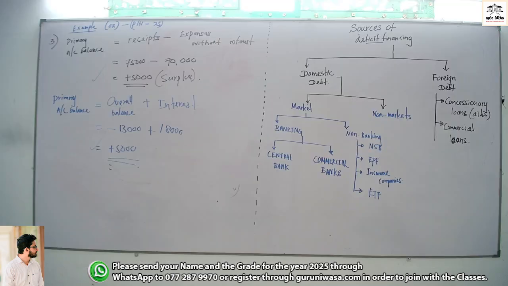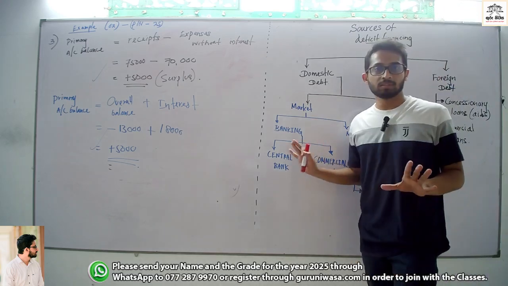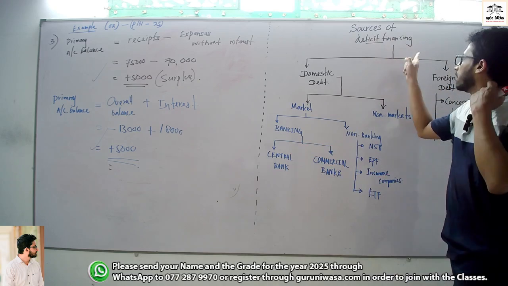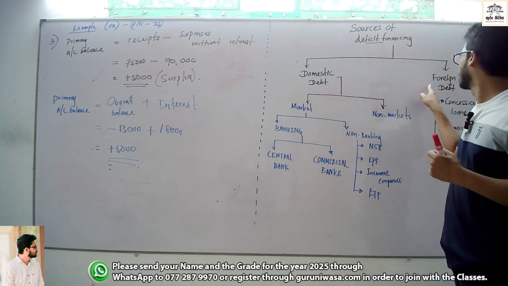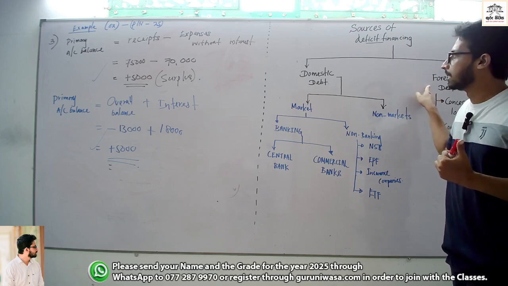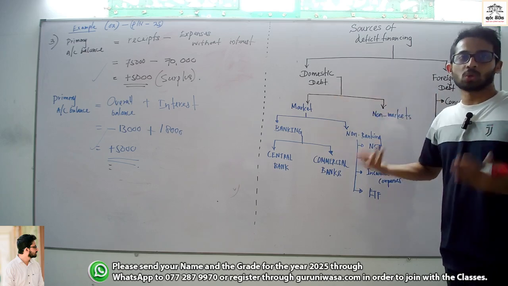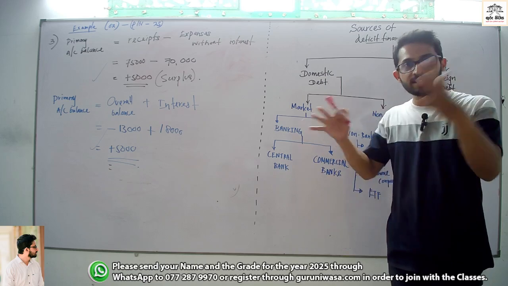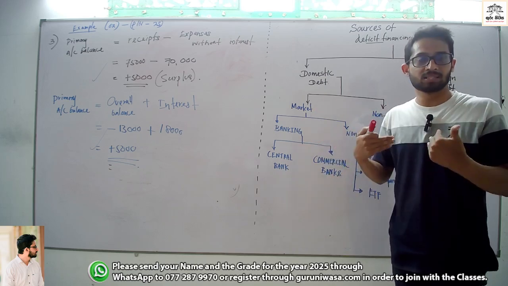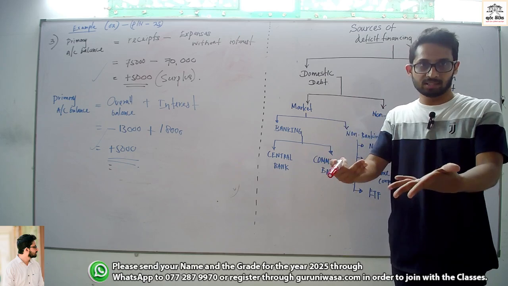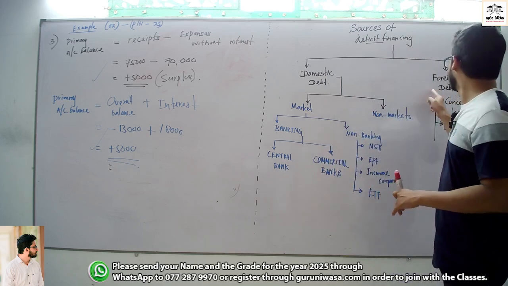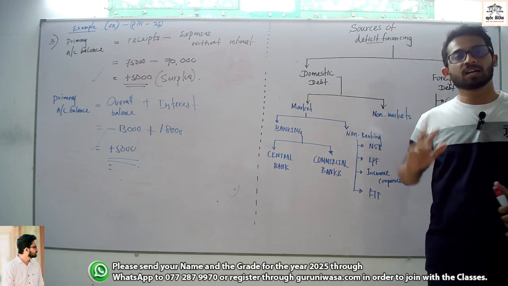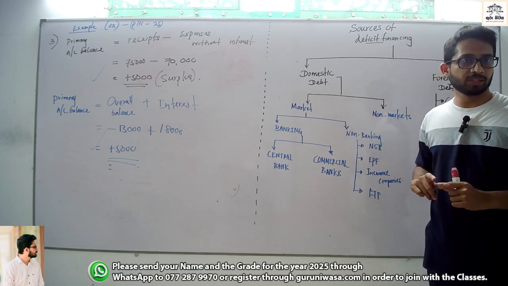Look at the board and please pay your attention to this chart. This is really important: sources of deficit financing. Number one, domestic debt. The other one is foreign debt, right? Domestic debt means domestic sources. The government can borrow funds from inside the country, from Sri Lankan markets. Another one is foreign debt, which means from other countries. Are you okay with this?